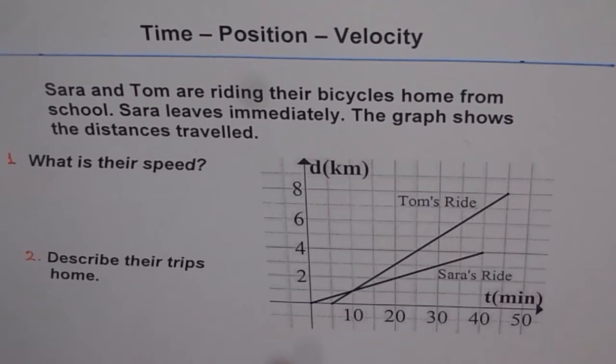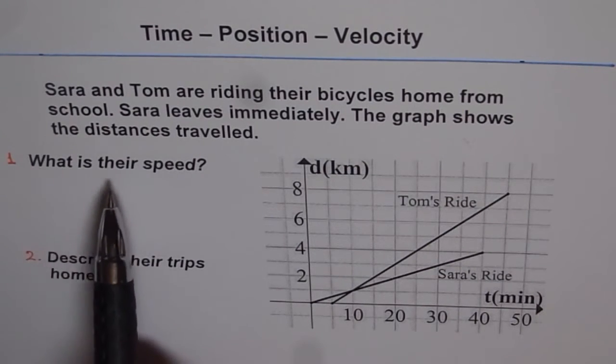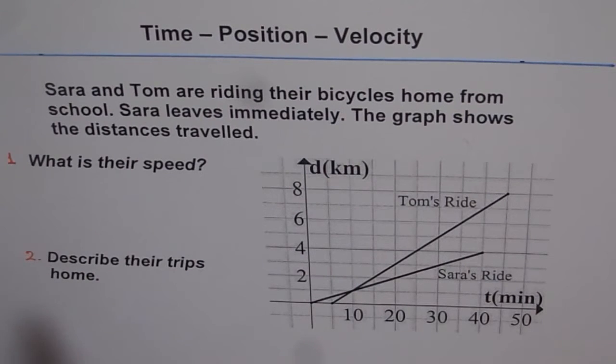Now here's a graph. It's a time and displacement graph, where time is on the x-axis, time is the independent variable, and distance is along the vertical axis, and it's given in kilometers. Now each unit of time is 5 minutes, and on the distance side we have each unit as 1 kilometer. Now we need to find their respective speeds, and we need to describe their trip home.